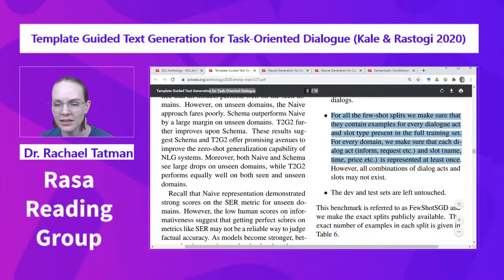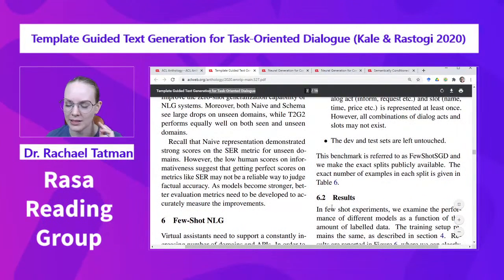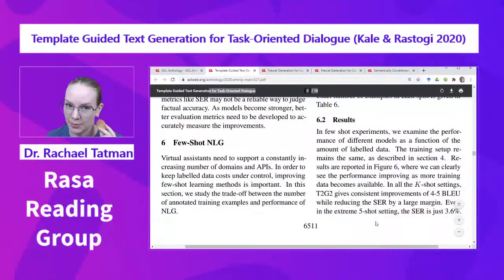And I think this is a fairly reasonable approach, especially if you have the API and you know what your assistant can do. It makes sense to be like, hey, let's make sure we have examples of hitting all the endpoints. The dev and test sets are left untouched. This benchmark is referred to as few-shot SGD, and we make the exact splits publicly available. The exact number of examples in each split is given in Table 6.